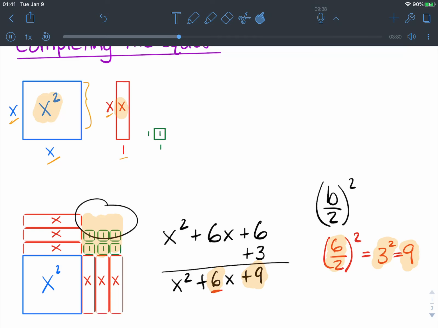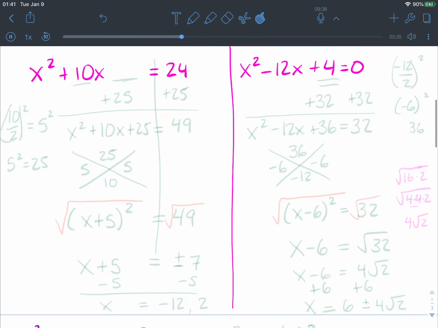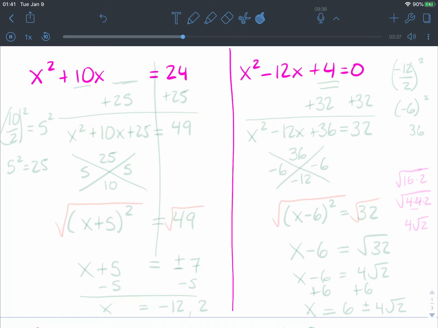So, starting with the problems in purple or pink, in this case, what we want to do is we want to take b. b is 10. So 10 divided by 2 is 5. And we want to square that. So 5 squared is 25. So we want this number here to be 25. So we can very simply add 25 there. What we do to one side, we have to do to the other.